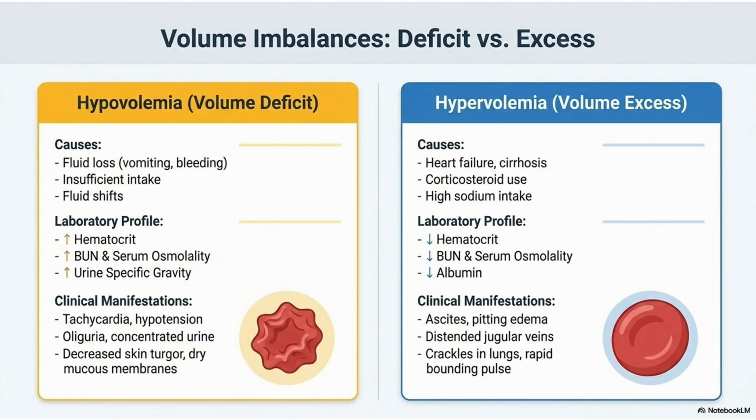You're going to check labs, and that will show increased hematocrit, concentrated, right? Because if you don't have enough fluid, the blood is concentrated. So you're going to have increased hematocrit, increased BUN and serum osmolality, increased concentration, right? Increased concentration of solutes, increased urine specific gravity. So everything is going to be concentrated.